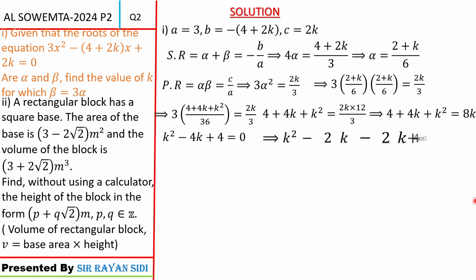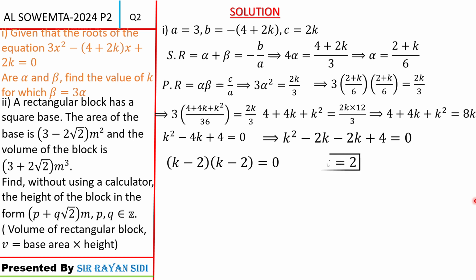So it means that k squared minus 4k plus 4 is equal to 0, because negative 2 times negative 2 is the same thing as 4, and negative 2 plus negative 2 is negative 4. So when you factorize, you get k minus 2 into k minus 2 is equal to 0, which implies that k is equal to 2. Now they are equal factors, so k is equal to 2, just one factor.